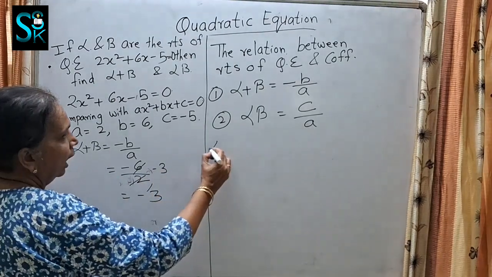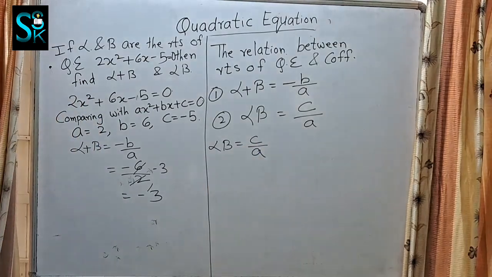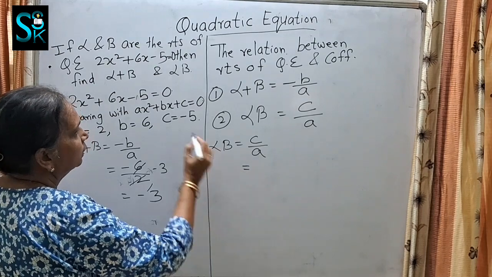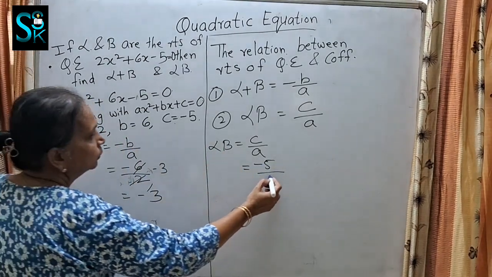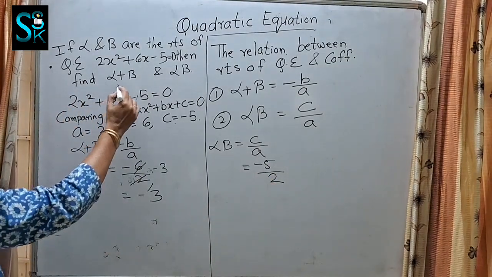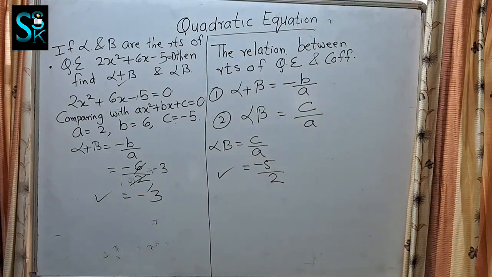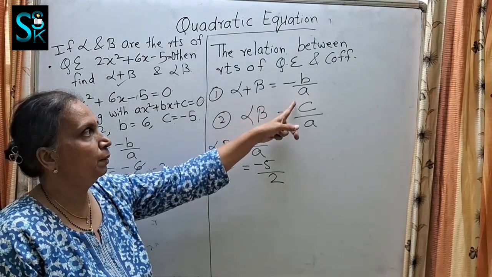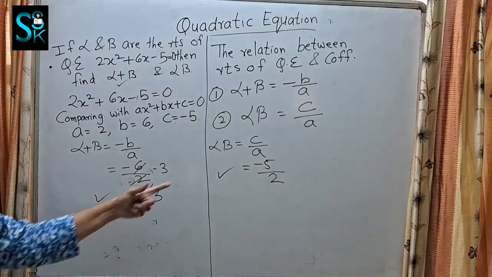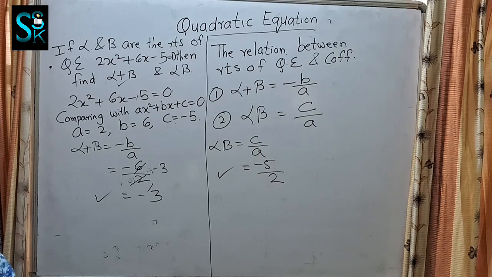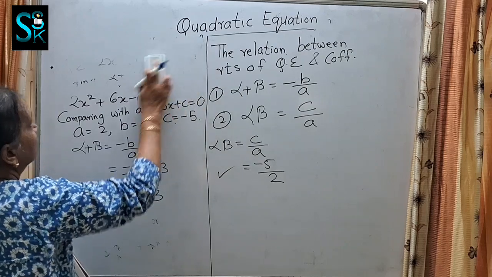Okay, I'll continue here. Alpha into beta is nothing but c upon a. Yes, you are again substituting. c is nothing but minus 5 and a is nothing but 2. So you have found out alpha plus beta and you have found out alpha into beta. So you should know alpha plus beta is minus b upon a and alpha into beta is c upon a. And that is how you have found out this. Okay, we will see some different type of sums based on this.